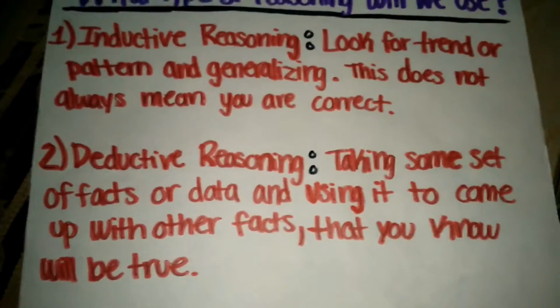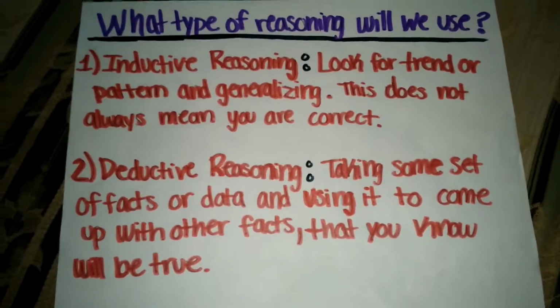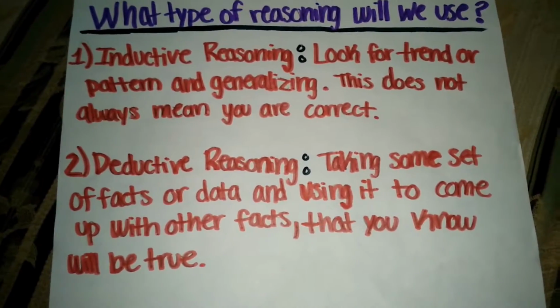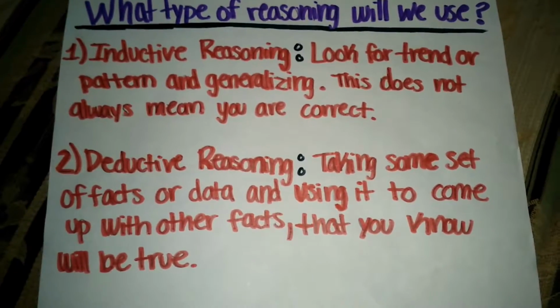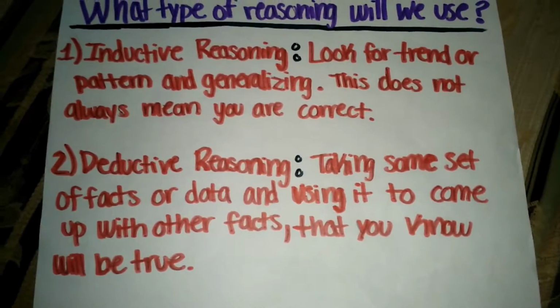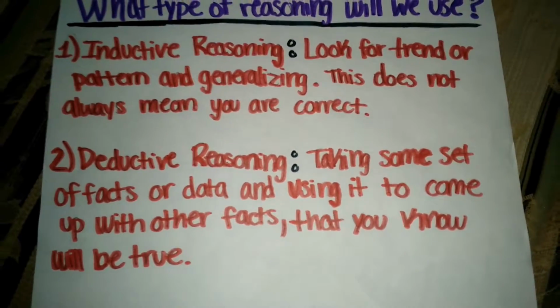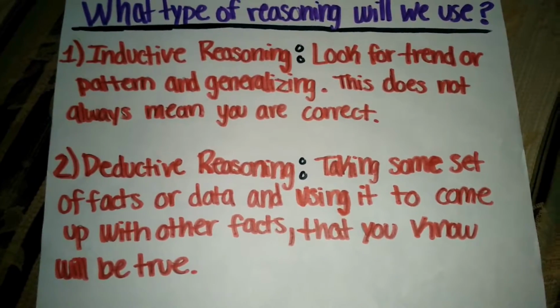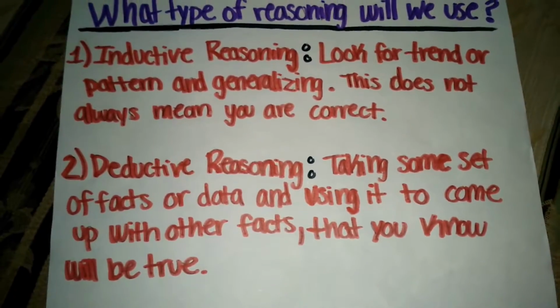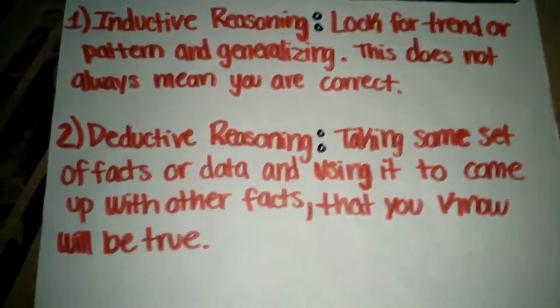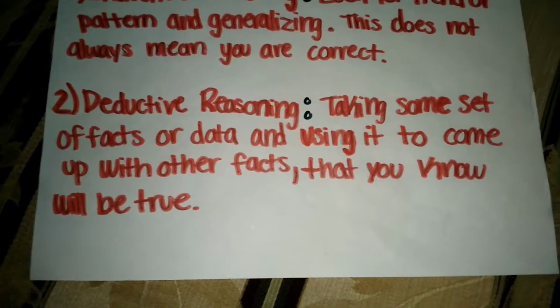Now we're talking about what kind of reasoning we are using. The first type of reasoning that we can use is inductive reasoning. That's when you look for a trend or pattern and you use it to generalize. This, of course, does not always mean you are correct. An example of this is if we have Harold, and Harold is a grandfather. Harold is bald, therefore all grandfathers are bald. So that's inductive reasoning.